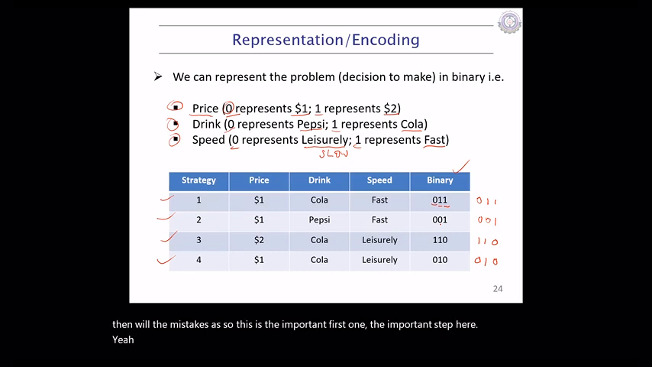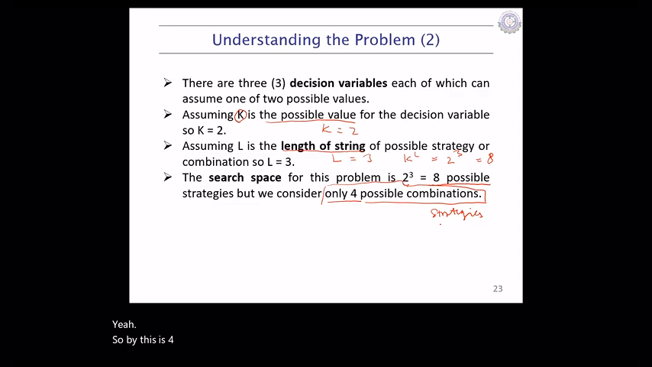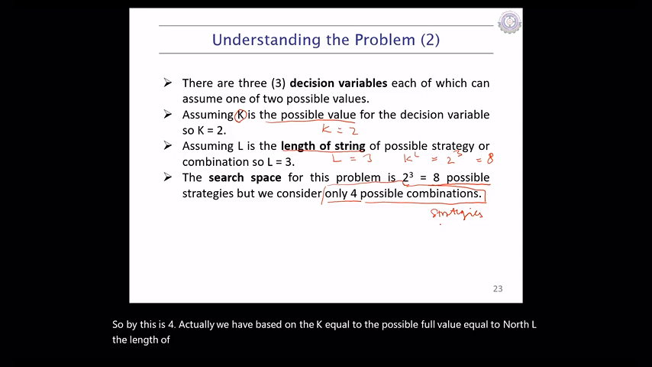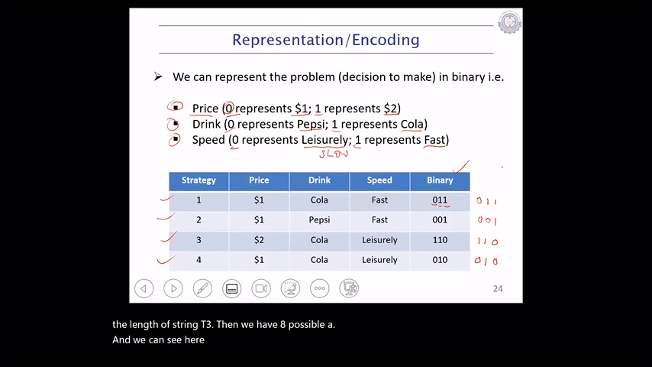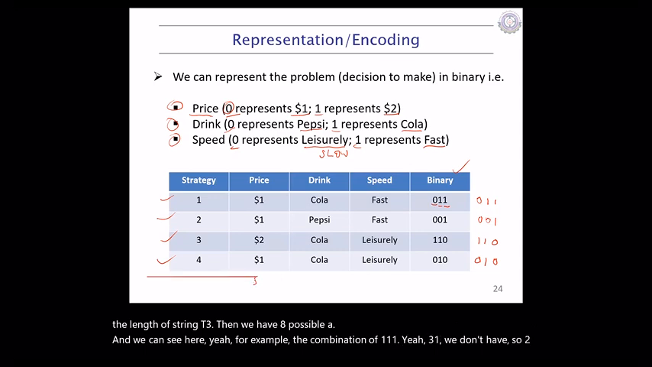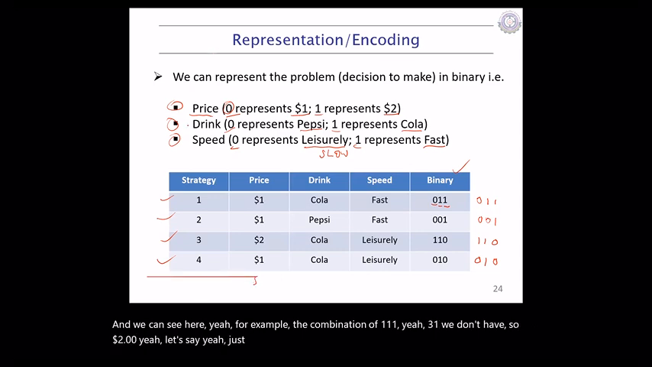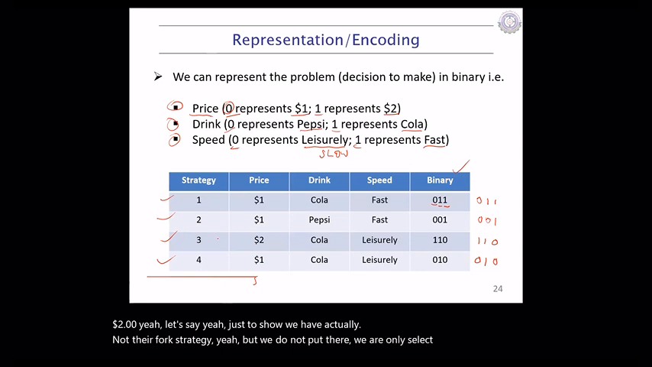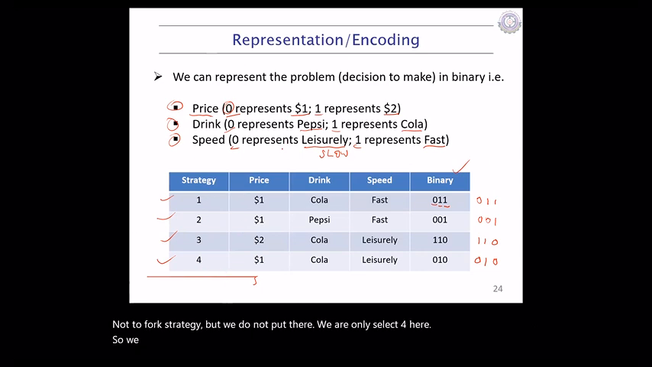So finally, this is 4. Actually, based on K equal to the possible value, and L, the length of the string, 3, then we have 8 possible strategies. We can see here, for example, the combination of 1 1 1, 3 1, we don't have. So $2, just to solve, we have actually another 4 strategies, but we do not put them, we only select 4 here. So we have a total of 8 strategies.